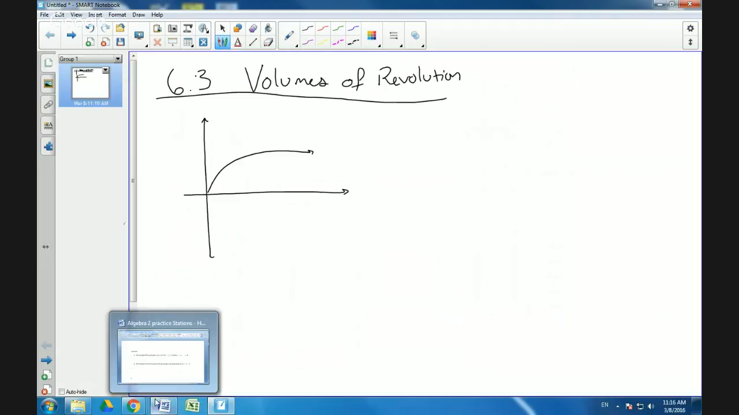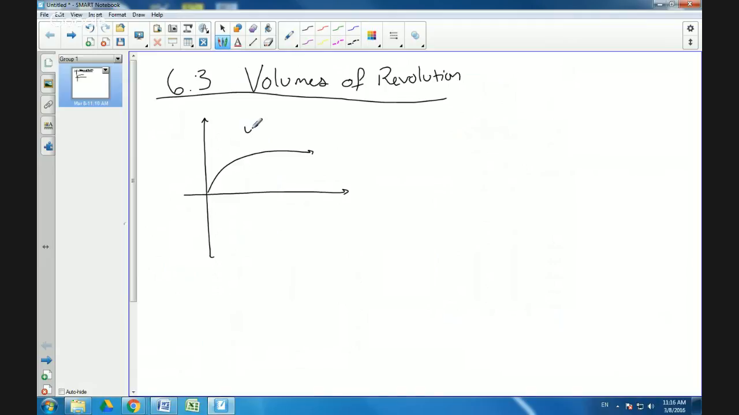Let's look at this. Looks like the square root function, correct? Looks like it. It's just a sketch. We will consider it from 0 to 9. What shape would I make if I revolve it around the x-axis? If I took this shape and spun it around.